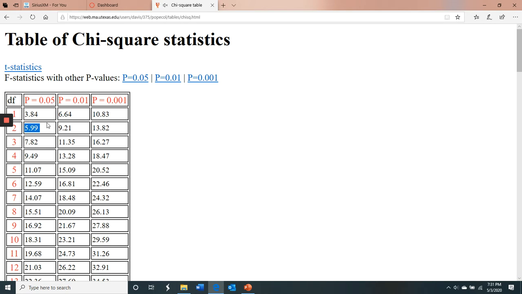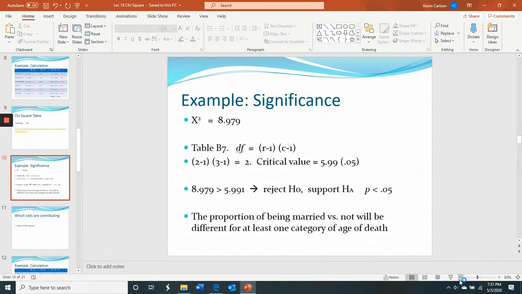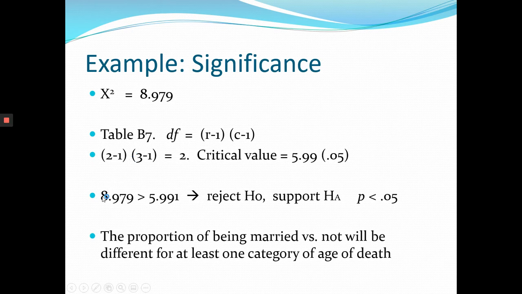P equals 0.05. That's our alpha. 2 degrees of freedom. 5.99 is our critical value for the chi-square. So we take our calculated value, 8.98 essentially when we round up, and we compare it to that 5.99 that we got from the table.